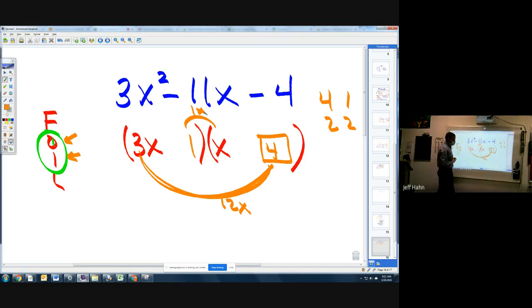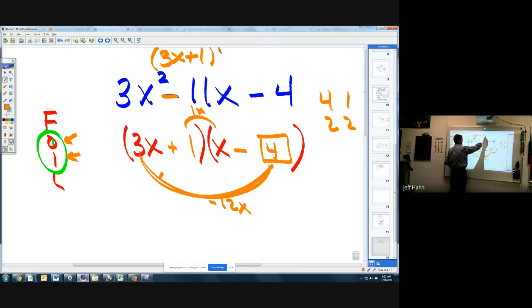I sure can. Now, which one has to be what? Well, I need a big negative number, so this has to be negative because that would give me the negative 12. This has to be a plus 1 because that would give me the plus 1. Negative 12, plus 1 is that. So this factored out is 3x plus 1 times x minus 4.